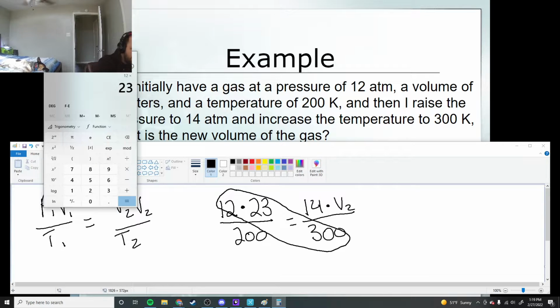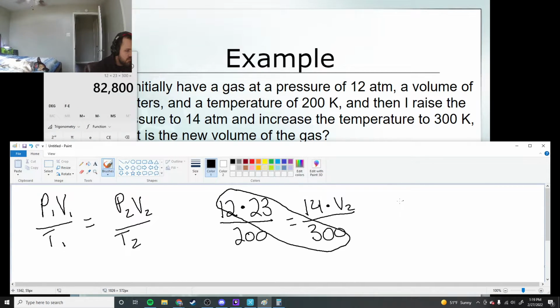12 times 23 times 300 comes out as 82,800. All right, and we're going to say that's equal to our other group all multiplied together: 200 times 14 times V2. So 200 times 14 would be 2,800.